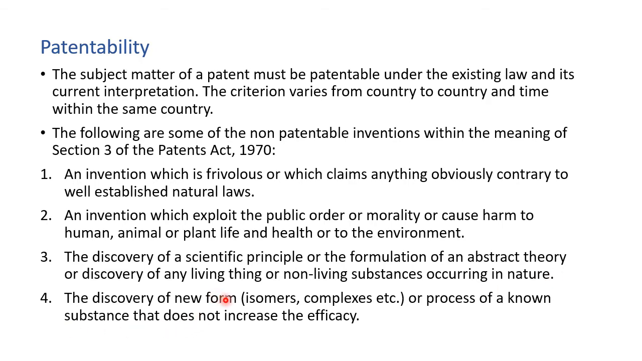And the discovery of new forms or processes of a known substance that does not increase the efficacy, like isomers or complexes. So if a product is already known and another form or variant of that product is discovered, it can't be patented until it increases its efficacy. It means that if there is a process that is already known and a new version is identified, but it is far better than the already known one and has a high efficiency, then it can be patented. But an already known process without any increase in efficacy can't be patented.